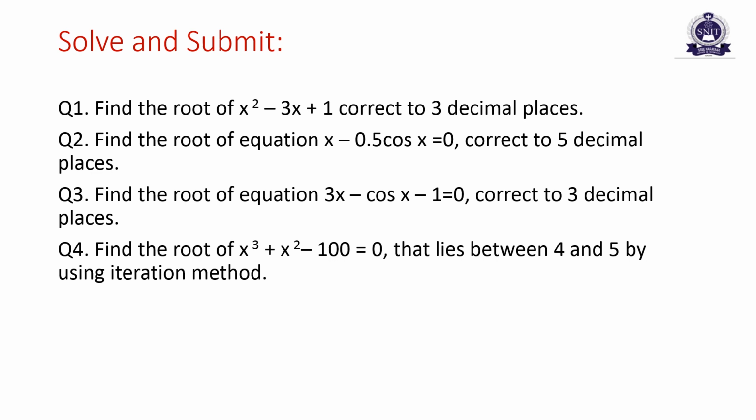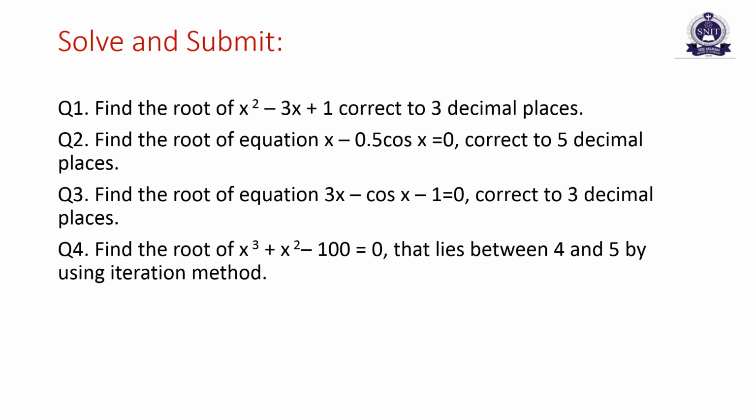As an assignment, I have given four questions over here. So you have to solve and submit it. First question is, find the root of x square minus 3x plus 1 correct to 3 decimal places. Second question, find the root of equation x minus 0.5 cos x is equal to 0 correct to 5 decimal places. Question number 3, find the root of equation 3x minus cos x minus 1 is equal to 0 correct to 3 decimal places.